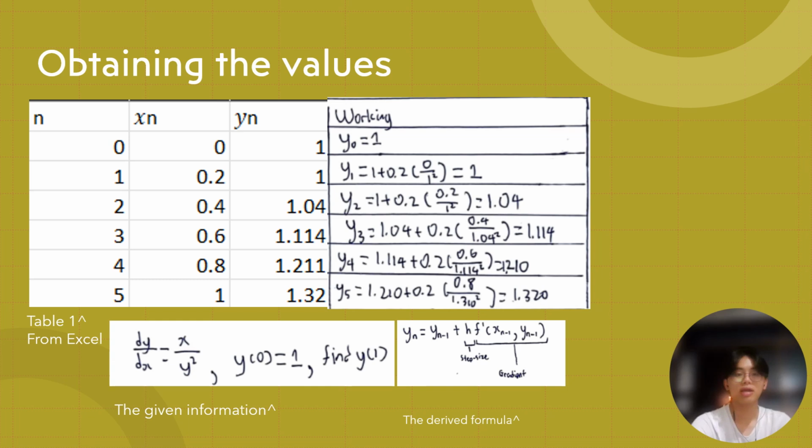Hence, by applying the formula, y(1) can be obtained using this equation: y equals 1.210 plus 0.2, which is the step size, multiplied by 0.8 over 1.31 squared, giving you the value of 1.320. By applying the formula to each x value, we eventually arrive at the answer y(1) equals 1.320.